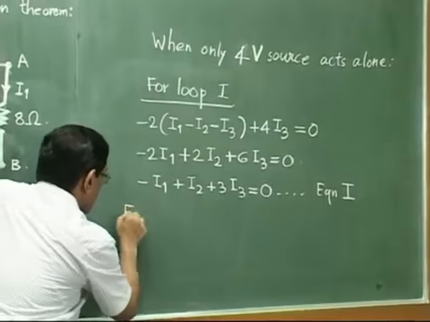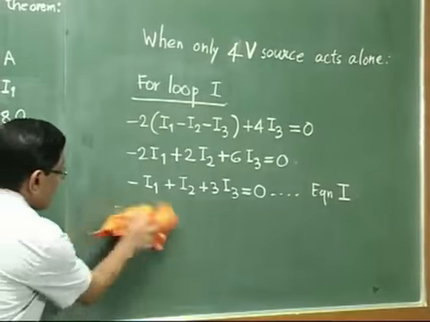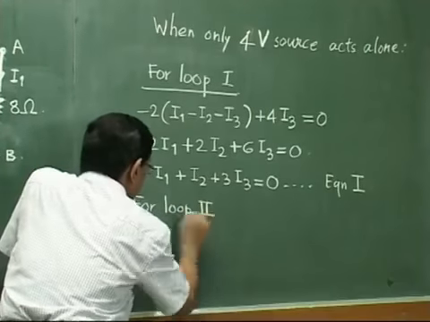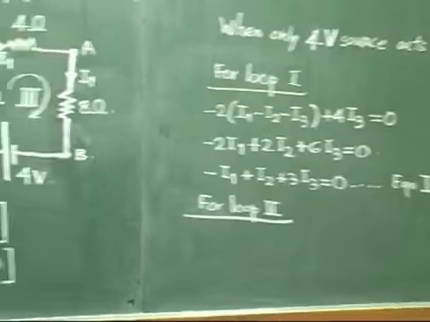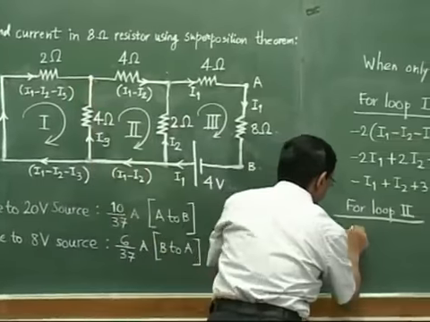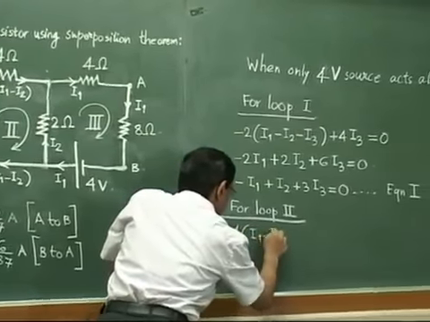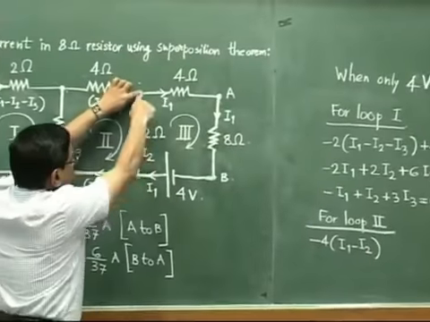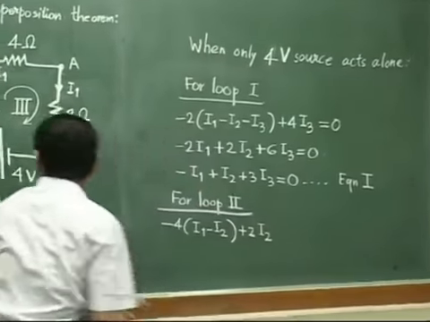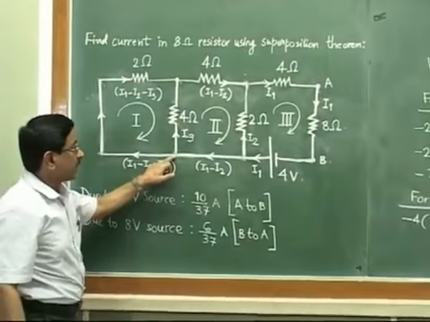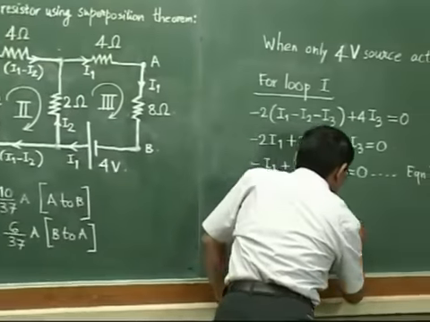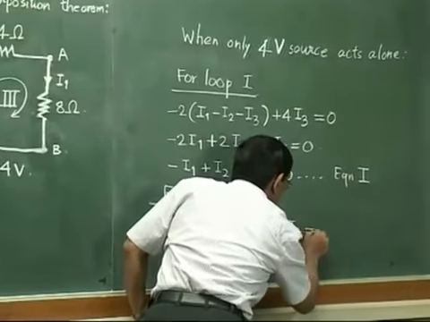Now move to equation 2, or loop 2. Let us write the equation for loop 2. Our loop 2 is this one, so we will travel like this. From this to this, it will be minus 4 times I1 minus I2. Then from this going down, plus 2I2. Then from this point to the left, no component, no voltage drop, no voltage rise. And from this to the original point, it will be minus 4I3. So minus 4I3 and equal to 0.